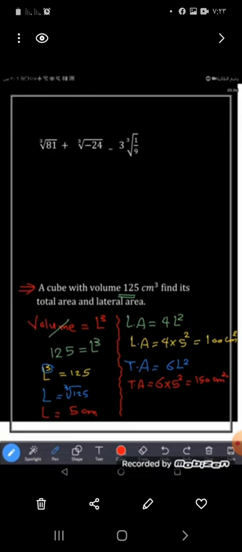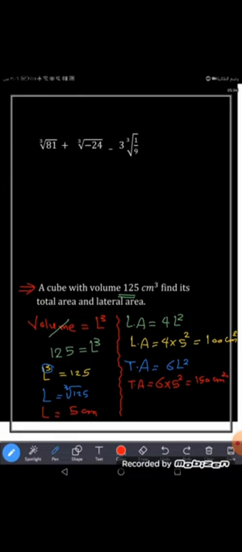We have here the volume. Then we have to find L, the length of the side. Then we can say volume equal L cube. Then put volume 125, make substitution. Then 125 equal L cube. Then we can get the length of the side. Then we can say L equal cube root for 125 by calculating. Then we get L equal 5 centimeter.